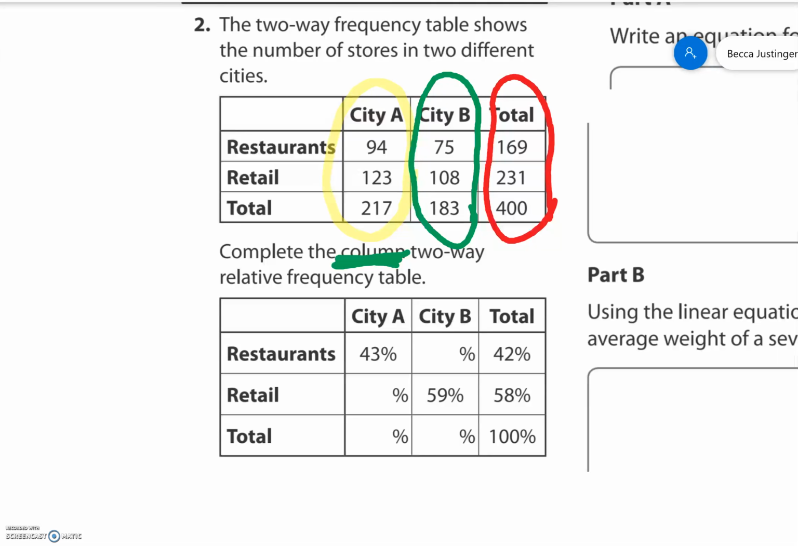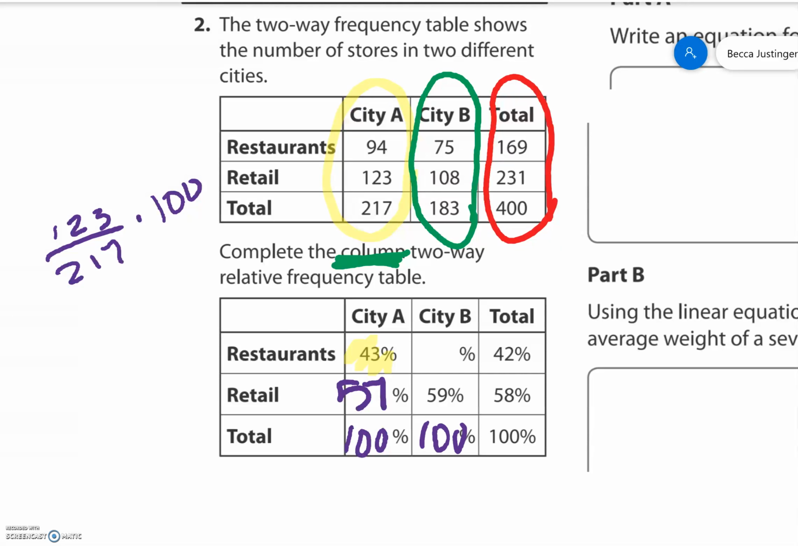So we're going to take our part. Well, we already have the 43% filled in here. So we're looking at retail from city A. That's 123. And the total from city A, that's 217. Divide those and multiply by 100. That gives me 57%. Next, 217 divided by 217 times 100 should be 100%.